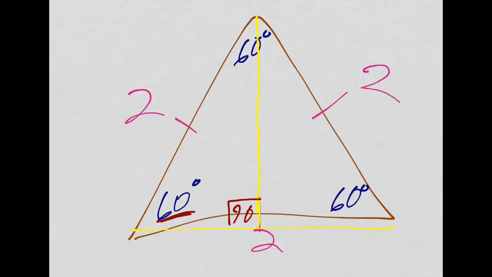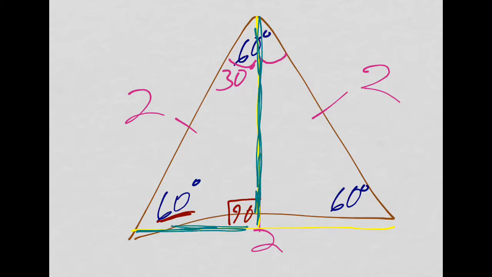But this angle now isn't 60 degrees anymore. It's been cut in half, right? And so what is the new angle? 30 degrees. All right, so just to be clear, we have a new triangle. That's this guy right here, this new triangle. And it's a 30, 60, 90 triangle.